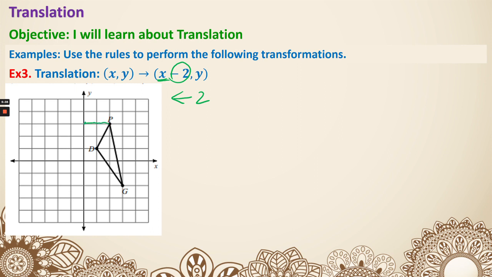P moved to the left by 2 becomes P prime right here. D moved to the left by 2, D prime right here. G moved to the left by 2, G prime right here. And lastly, we just need to connect them: P prime to D prime to G prime, and G prime back to P prime. And there's our shape.